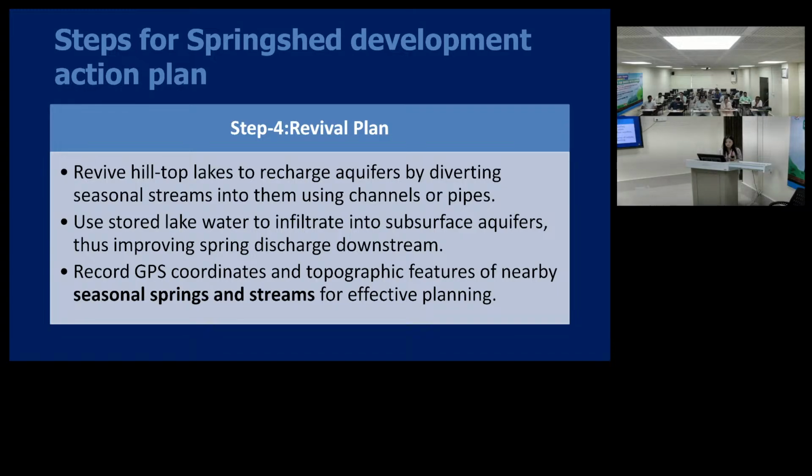The fourth is the revival plan, how to revive that spring. So revive hilltop lakes to recharge aquifer by diverting seasonal streams into them using channel or pipes. We can use stored lake water to infiltrate the subsurface aquifer and improve the spring discharge downstream. Or we can record GPS coordinates and topographic features of nearby seasonal springs and streams for effective planning. So step 4 is the revival plan.